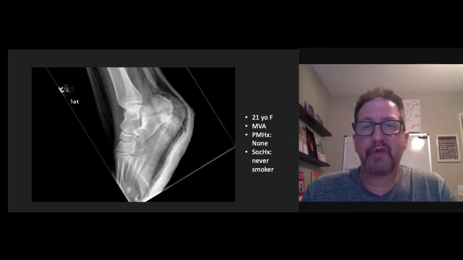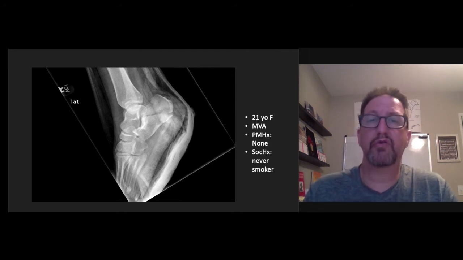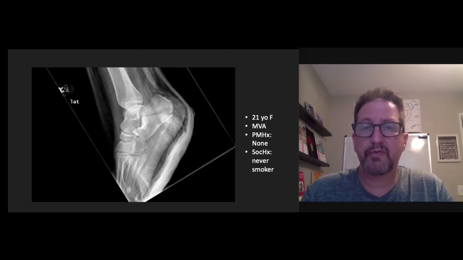It's also possible to have other fractures like talar fractures, ankle fractures along with these, and so it's oftentimes necessary to double check and make sure that the patient doesn't have an ankle fracture, a pilon fracture, or something else.